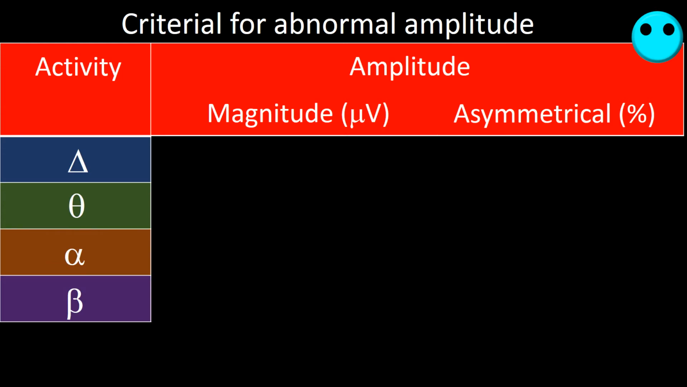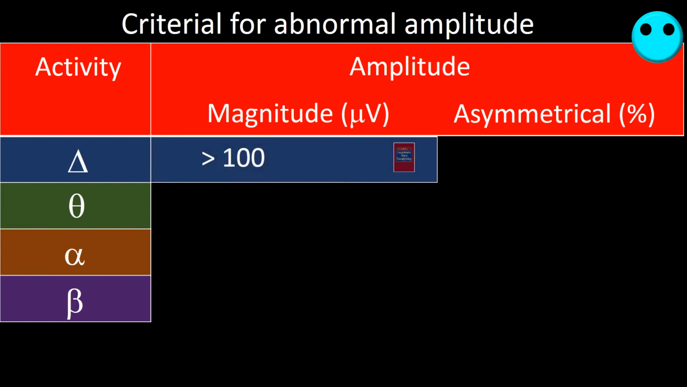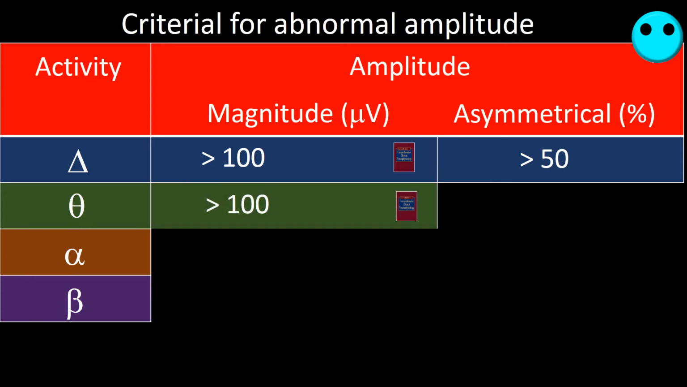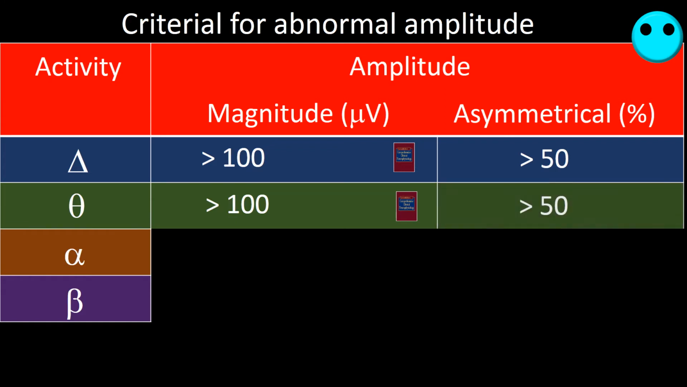As you can see, I have added under activity the different categories found in regular EEGs. Delta activity should be no higher than 100 microvolts. An asymmetry of more than 50% is abnormal. Theta activity should be no higher than 100 microvolts too. And as with delta activity, an asymmetry above 50% is considered abnormal.